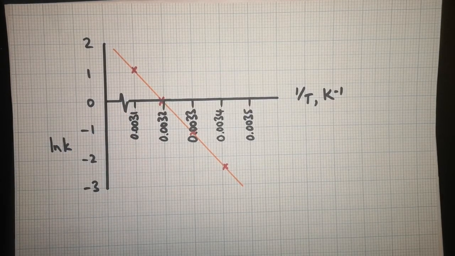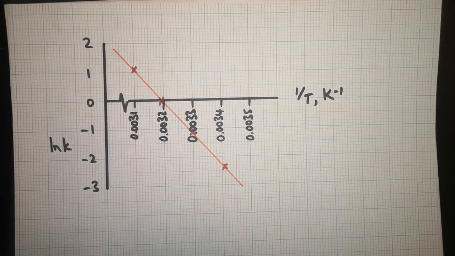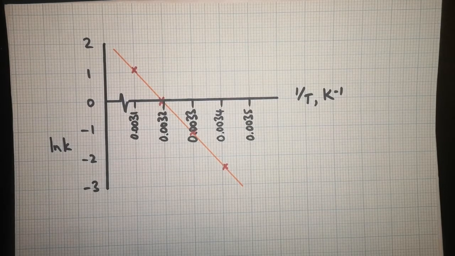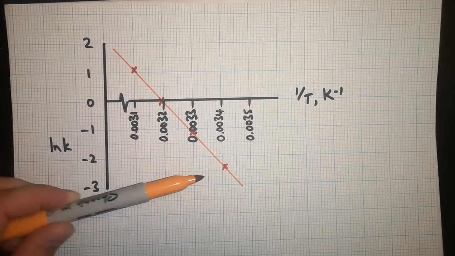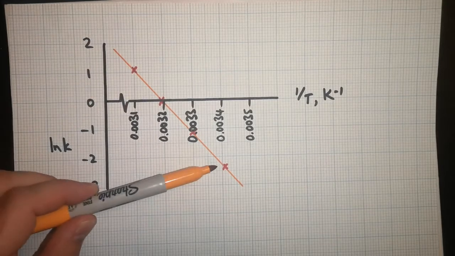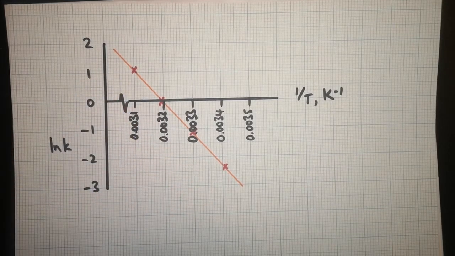Now remember the two things that we can work out from this. It's the activation energy from the gradient and the frequency factor, A, from the y-intercept. Let's do the gradient first. Because I've got quite a nice straight line graph there, and the line actually goes through the first and the fourth point, I'm going to use the first and the fourth point to help me calculate my gradient.